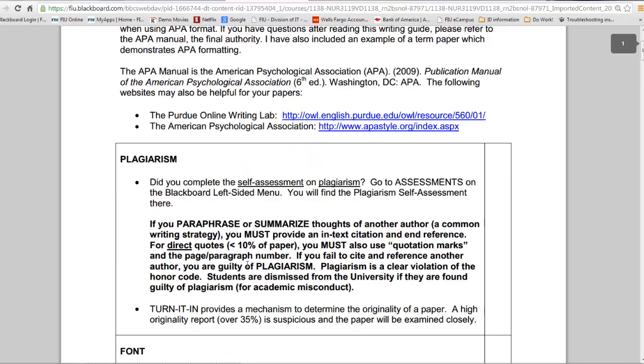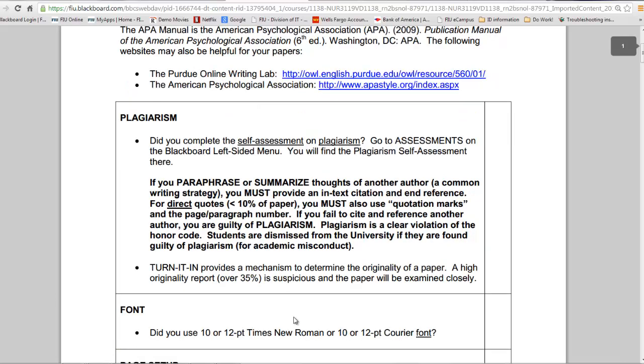Now, most of your assignments will be submitted to Turnitin, which is going to give me a report on the originality of your work. A cutoff of over 35% is suspicious. So make sure that your originality report is not over 35%. Otherwise, that could mean that you copied someone else's work.